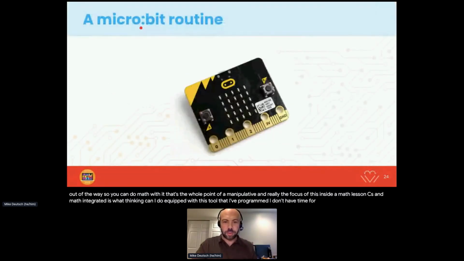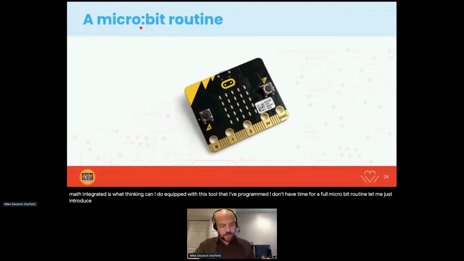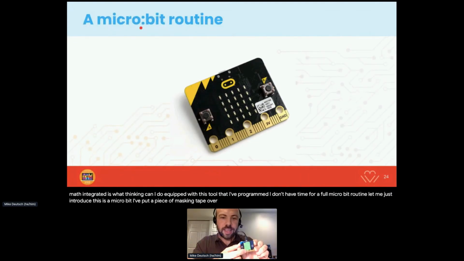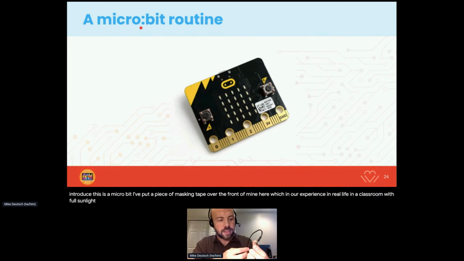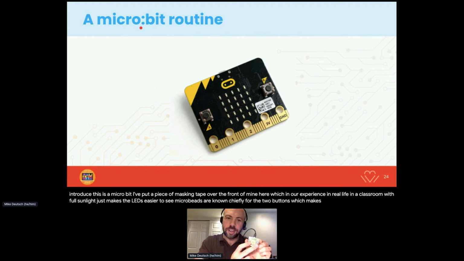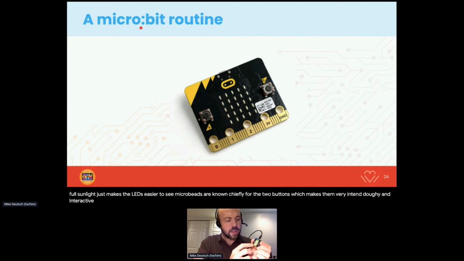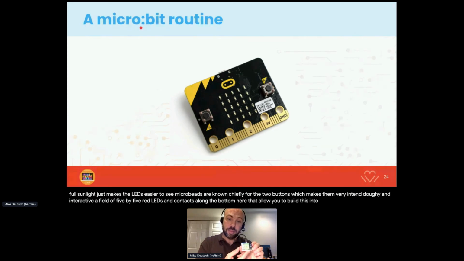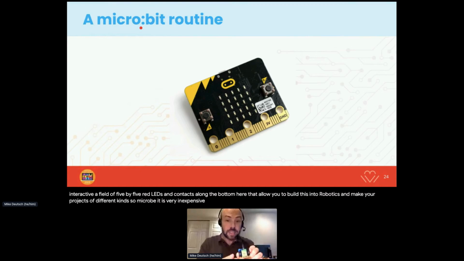I don't have time for a full microbit routine. Let me just introduce this is a microbit. I've put a piece of masking tape over the front of mine here, which in our experience in real life, in a classroom with full sunlight, just makes the LEDs easier to see. Microbits are known chiefly for the 2 buttons, which makes them very Nintendo-y and interactive. A field of 5x5 red LEDs, and contacts along the bottom here that allow you to build this into robotics. Microbit is very inexpensive.